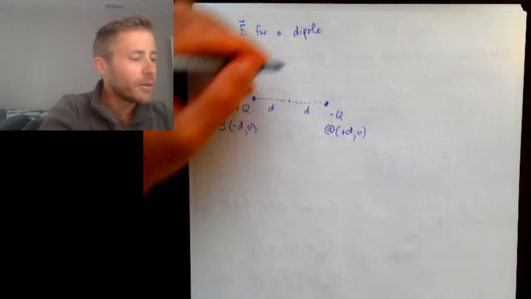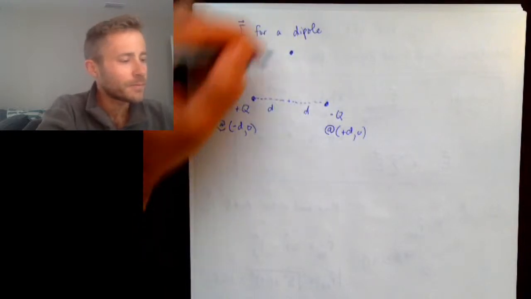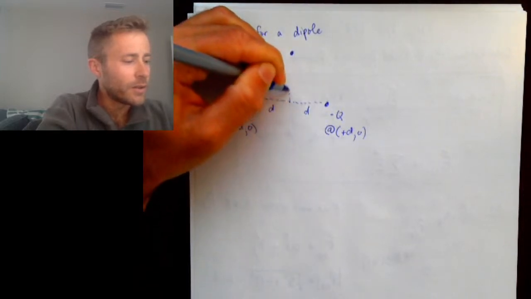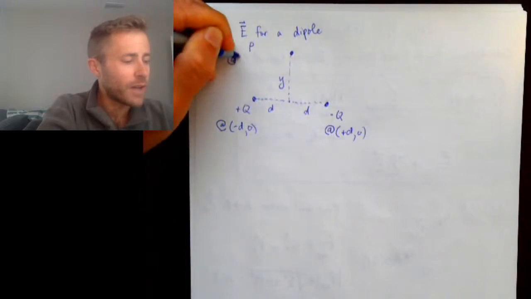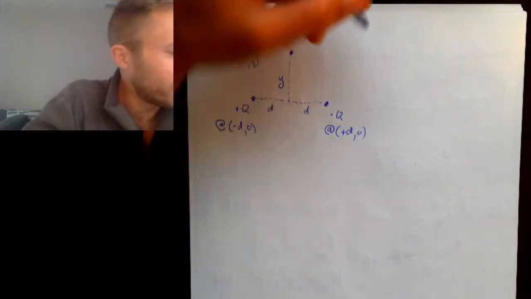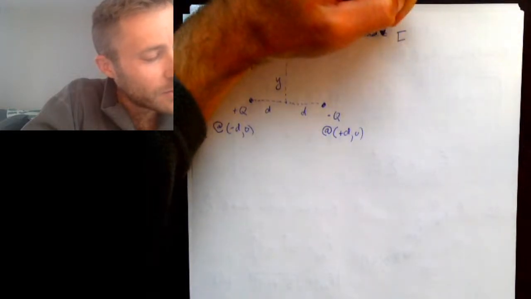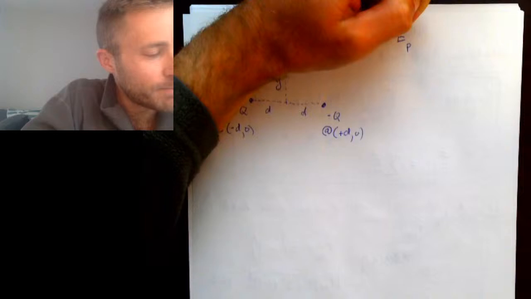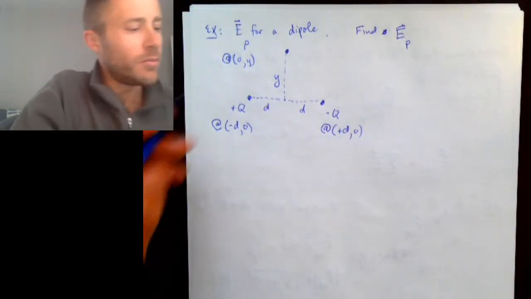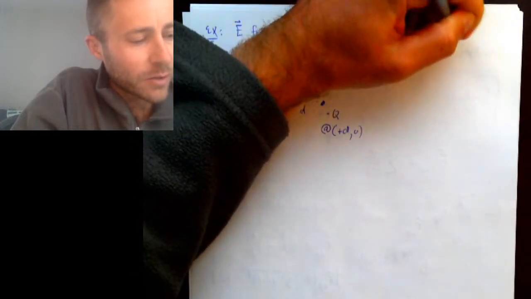Then we have a point P up here. It is a distance y above the origin, so it's at 0, y. What we want to do is find the electric field at point P due to those two charges. Because there are just two charges, it's equal to the electric field due to the positive charge plus the electric field due to the negative charge.